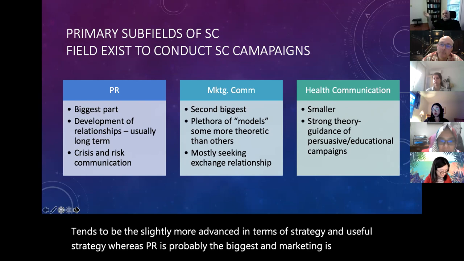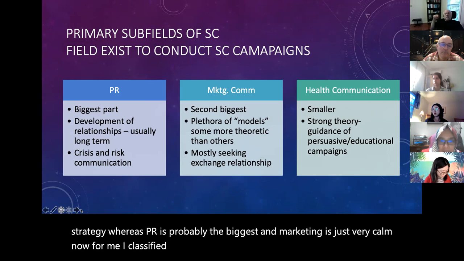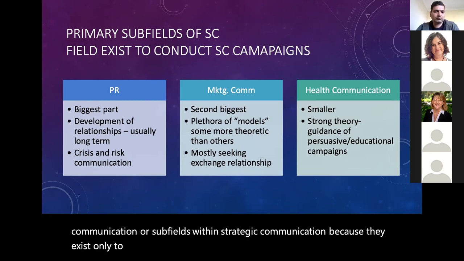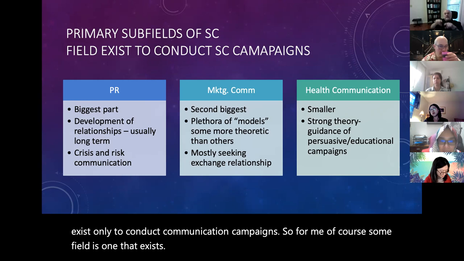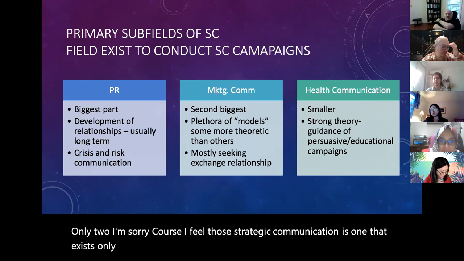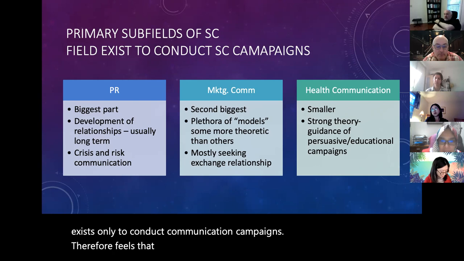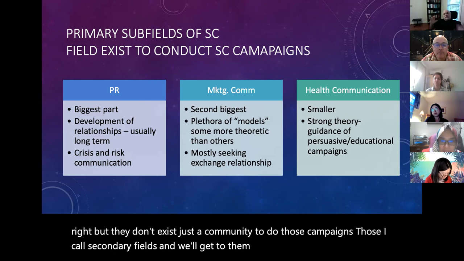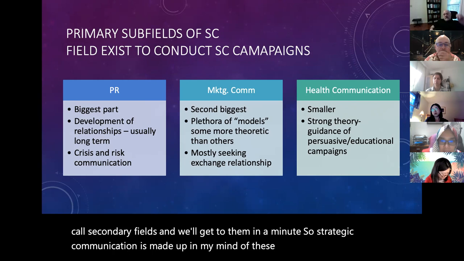Now for me, I classify these three as core fields or subfields within strategic communication because they exist only to conduct communication campaigns. So for me, a core subfield of strategic communication is one that exists only to conduct communication campaigns. Therefore, fields that use communication campaigns, and there's a lot of them, right, but they don't exist just to do those campaigns, those I call secondary fields, and we'll get to them in a minute. So strategic communication is made up, in my mind, of these three core subfields and a number of secondary fields.